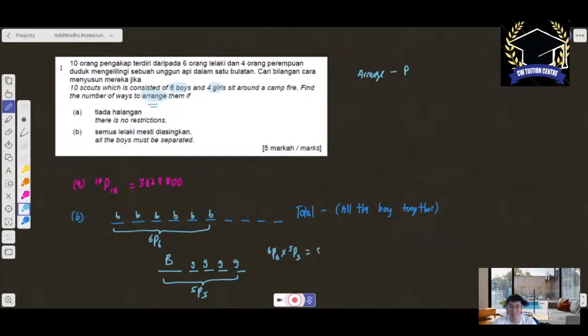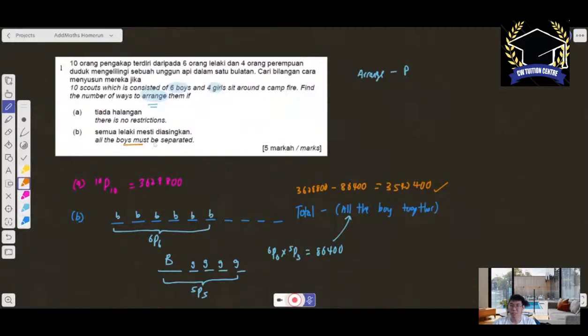I'm getting 86400. This is all the boys together. So what we do is we use the total, 3628800, minus all the boys together. And 3542400 will become all the boys must be separated. Okay, use total minus all the boys together.